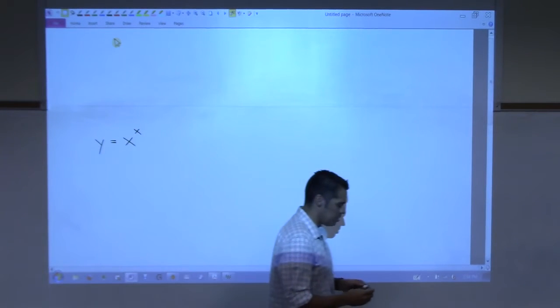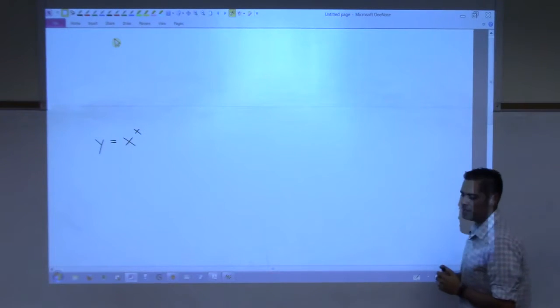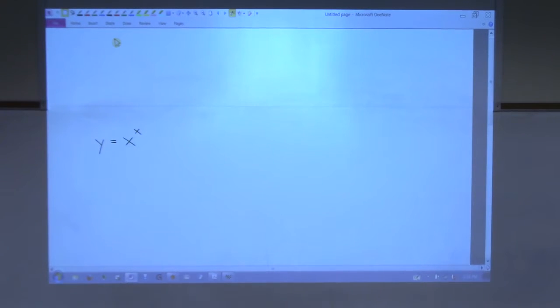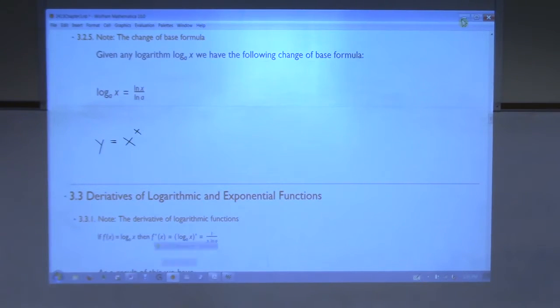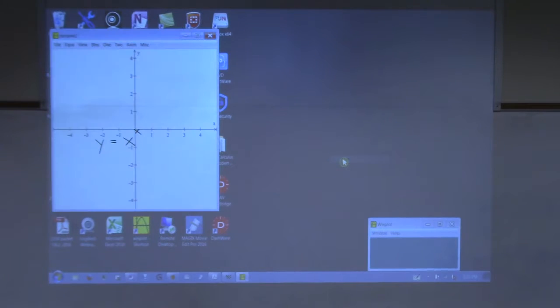I can almost assure you nobody in here has messed with that function before. y is x to the x. x to the x. What the heck? I wonder what that looks like if you were to graph it. It's a huge number. I'm going to see how this computer handles it.